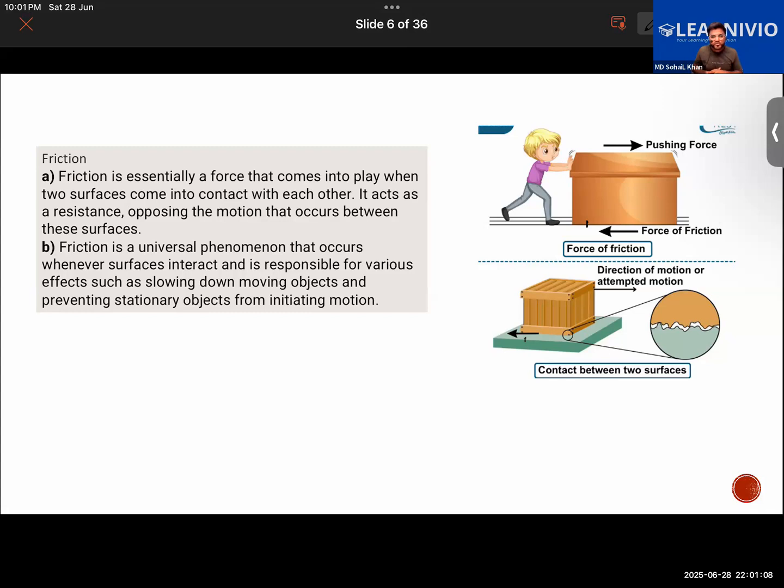Or suppose a big piece of rock is kept somewhere, and I'm trying to move it, but it is not moving. There's a huge amount of friction between the rock and the ground over which it has been placed, and because of that huge amount of friction, I am unable to push it. Getting it?